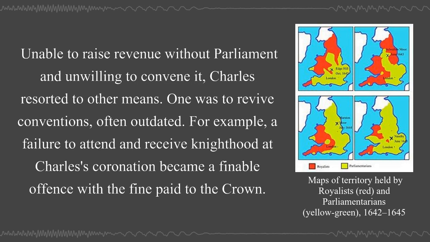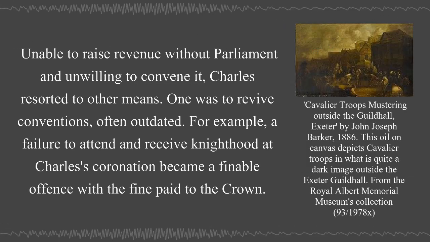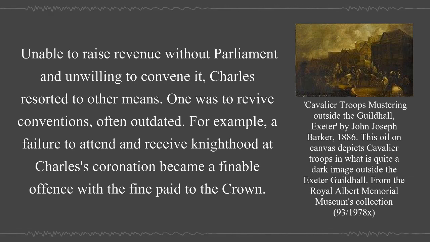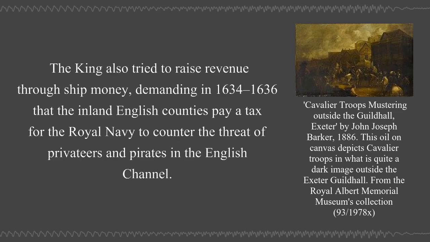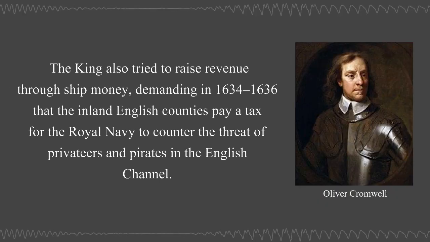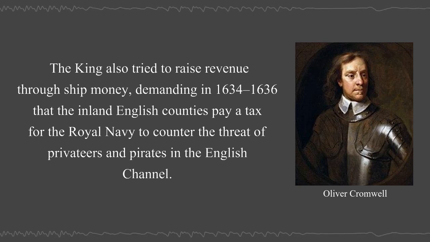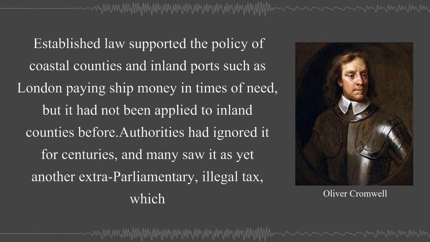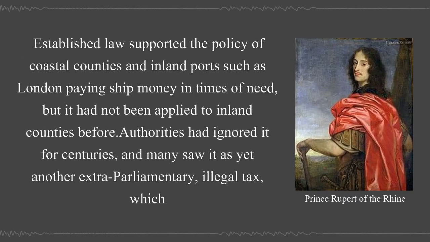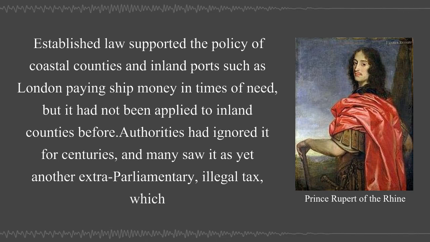One was to revive conventions often outdated. For example, a failure to attend and receive knighthood at Charles's coronation became a finable offense, with the fine paid to the crown. The king also tried to raise revenue through ship money, demanding in 1634 or 1636 that the inland English counties pay a tax for the Royal Navy to counter the threat of privateers and pirates in the English Channel. Established law supported the policy of coastal counties and inland ports such as London paying ship money in times of need, but it had not been applied to inland counties before.